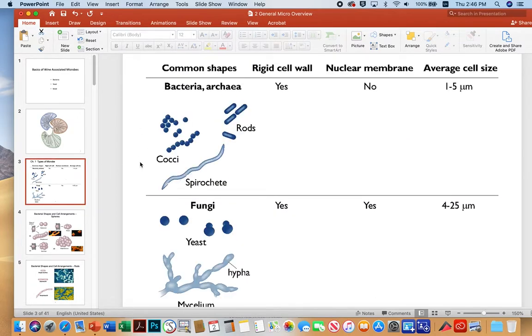And this is just an overview of the microbes based on their shape and whether or not they have a cell wall, nuclear membrane, and their average cell size. The average cell size isn't particularly instructive because sometimes microbes will change size depending on the nutrient conditions of the environment. But as a general rule, the fungi, like yeasts and molds, are much bigger than the bacteria.